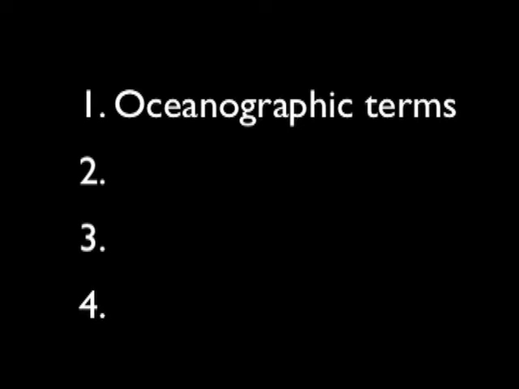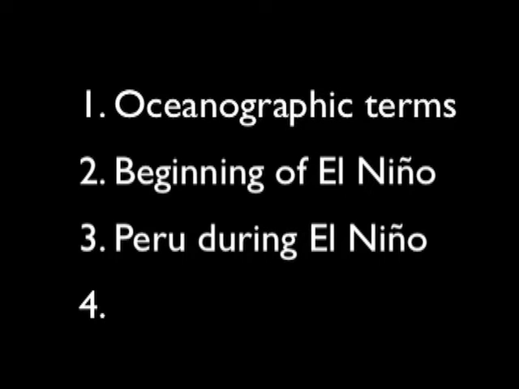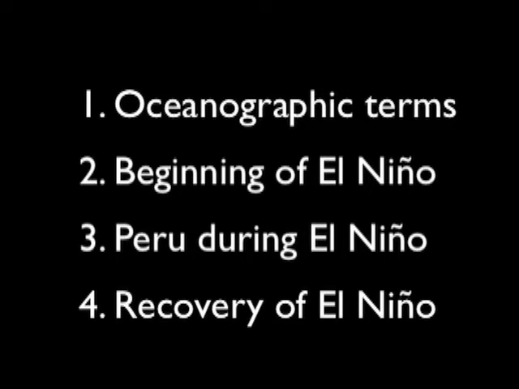The animation consists of 4 sections. The first section introduces important oceanography terms necessary to describe El Niño. The second section shows how El Niño begins in the equatorial region of the Pacific. The third section describes what happens near the coast of Peru during El Niño, explaining why anchovy near the coast of Peru disappeared during an El Niño event. Finally, the fourth section describes how El Niño returns to normal conditions.